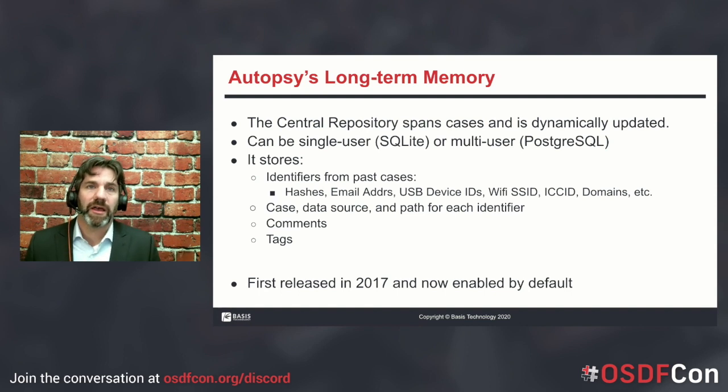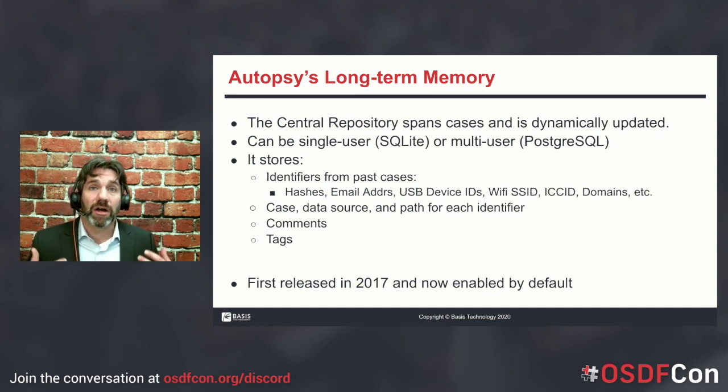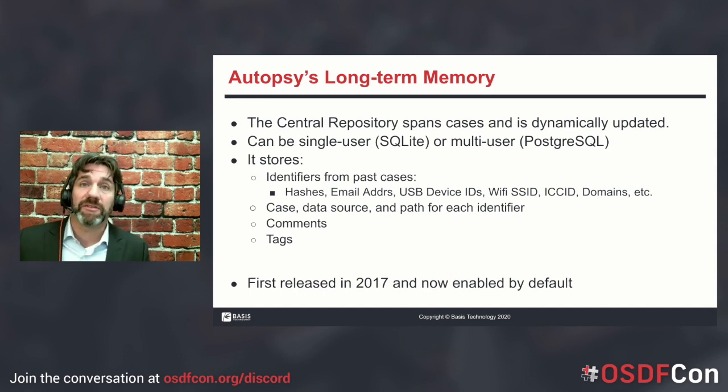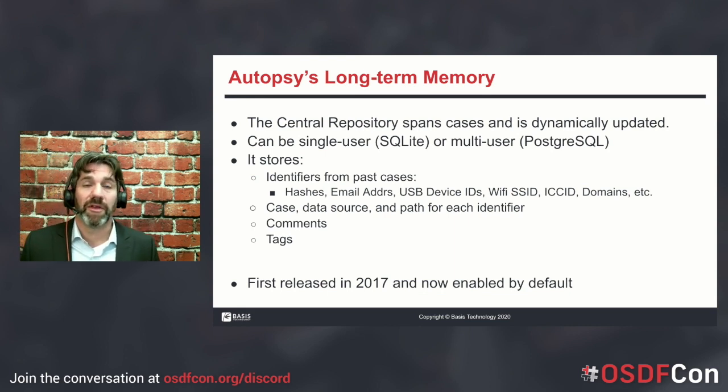So Autopsy has what I call short-term memory, which is basically the case that you're currently analyzing. There's a database that stores all those kinds of things, but there's also the long-term memory, right? The central repository serves as Autopsy's long-term memory. It spans cases. It keeps track of the things you've seen before. You can create this as a SQLite database for yourself or as Postgres for multiple users to collaborate. It's pretty simple to set Postgres up. You just get a server, install Postgres, do a basic configuration, and then your whole team can leverage that and reuse that same data.